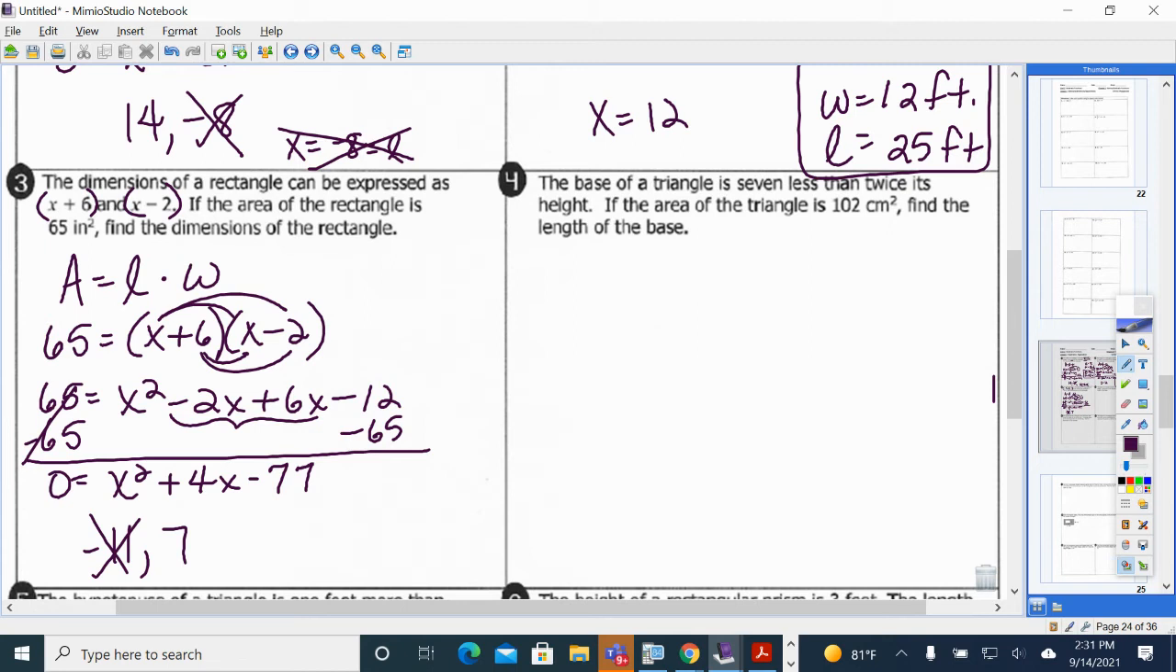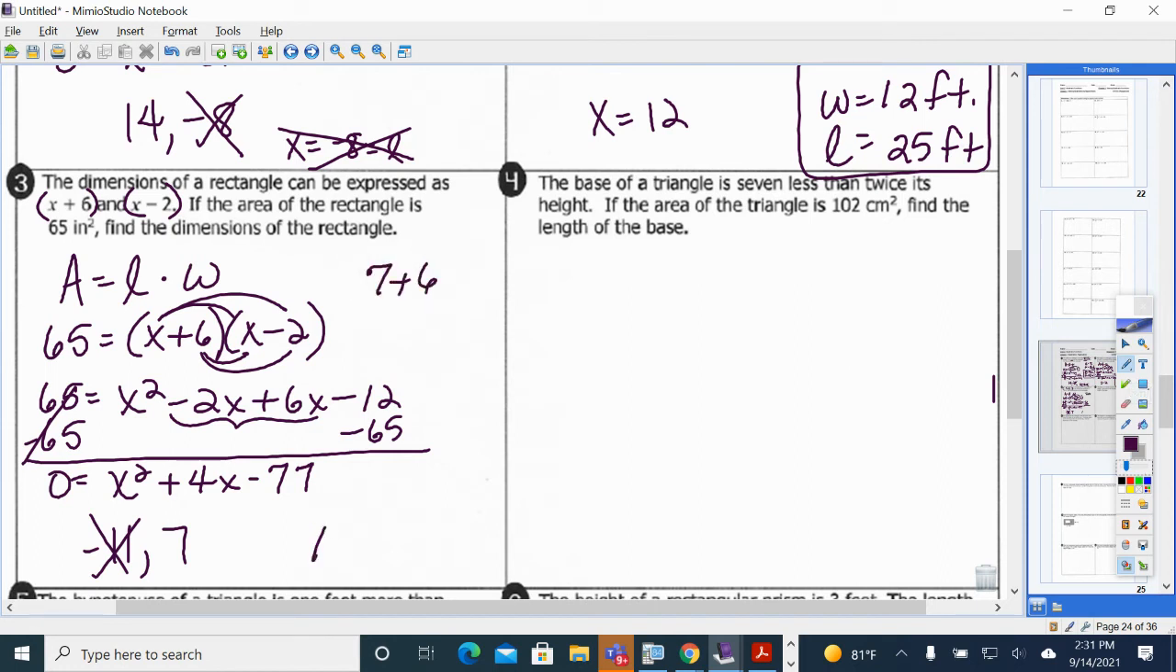The 7. So my length and my width, actually it doesn't specify which one's the length and which one's the width. So we're just going to write our dimensions a different way. What is 7 plus 6?